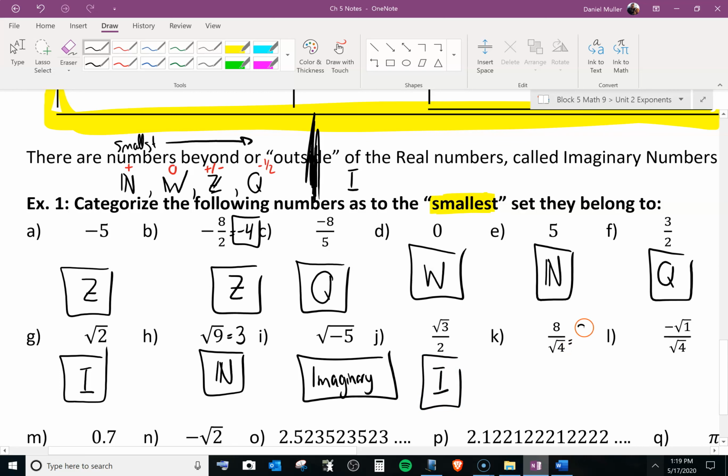Square root of 4 is just 2, so it's 8 over 2. 8 over 2 is 4. So 4 is just a natural number. It's a positive number like that, so I'm going to call it a natural.